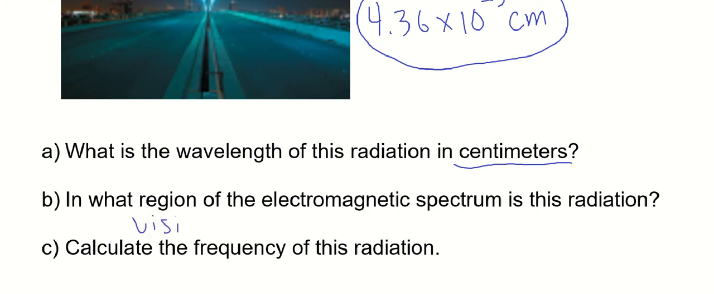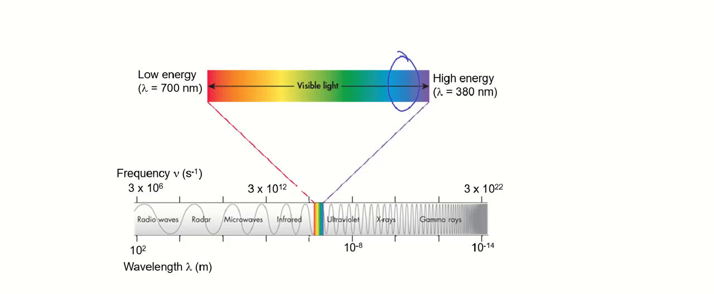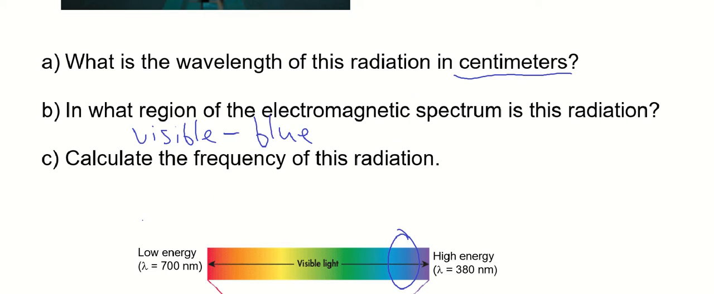B, what region of the spectrum is it? Well, it's blue, bluish. It's in the visible range, and it's going to be bluish. That's like 460-ish, I would say. Calculate the frequency of this radiation.